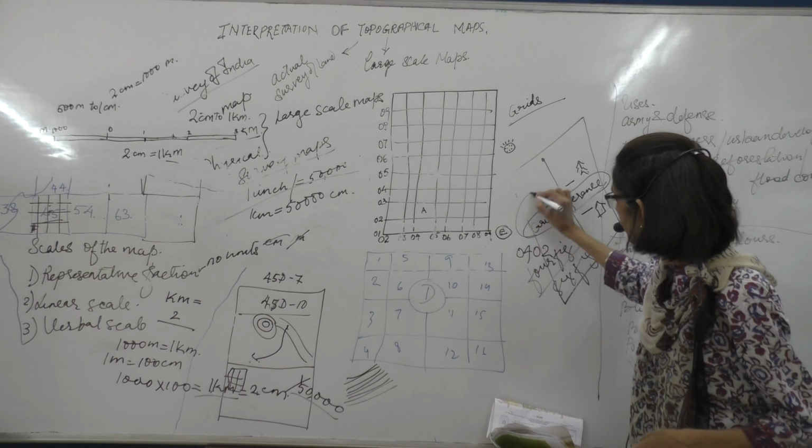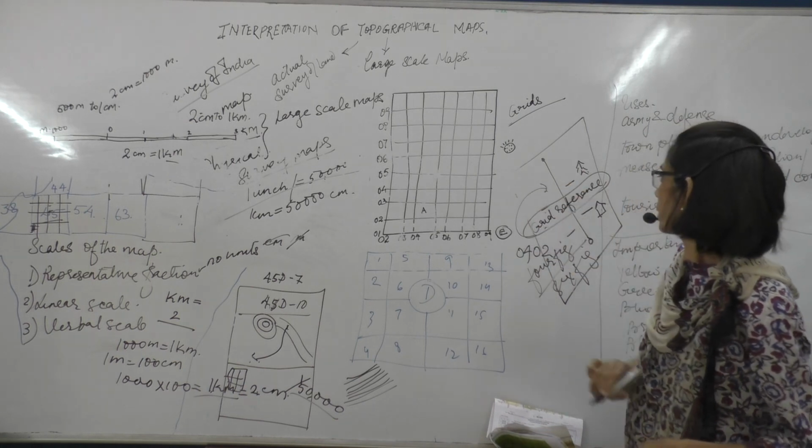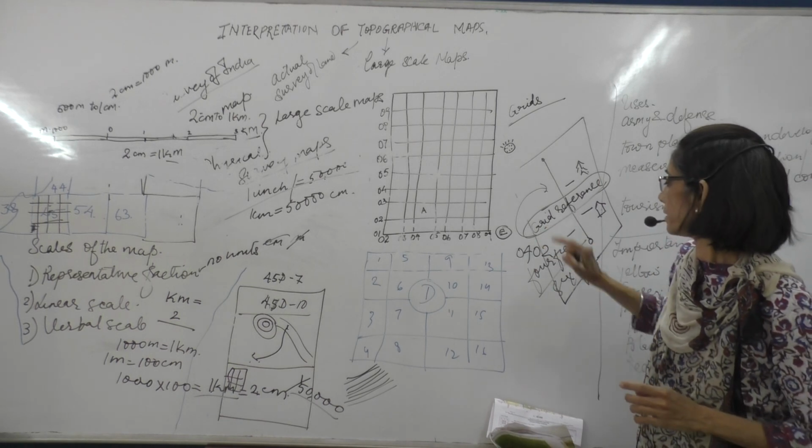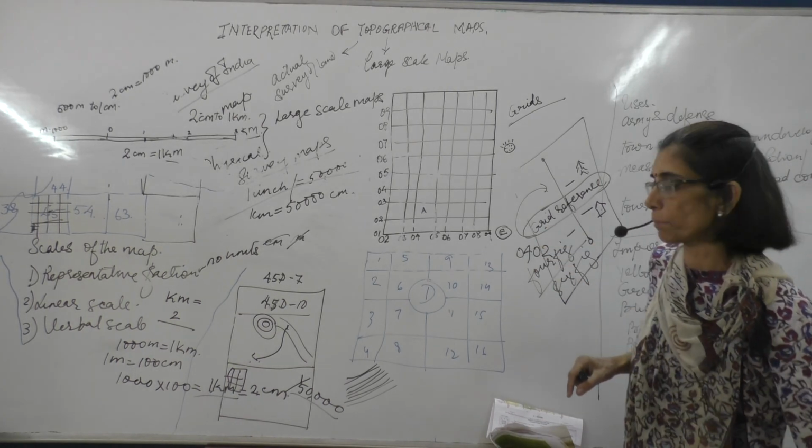So we'll begin the next class with how to read the grid reference and then how to identify the place in a topographical map.